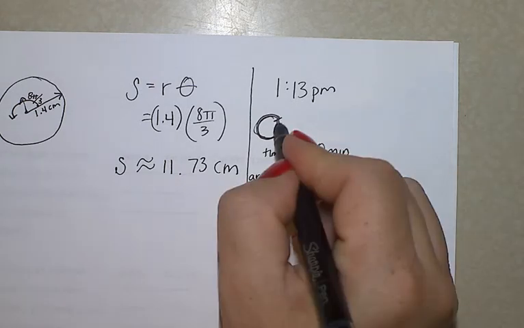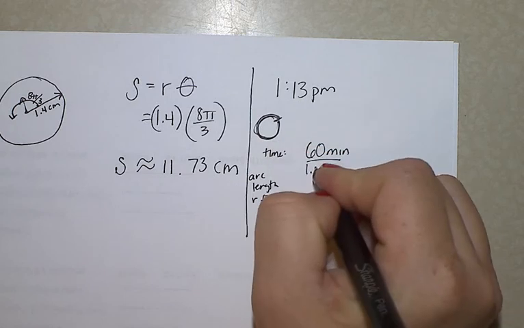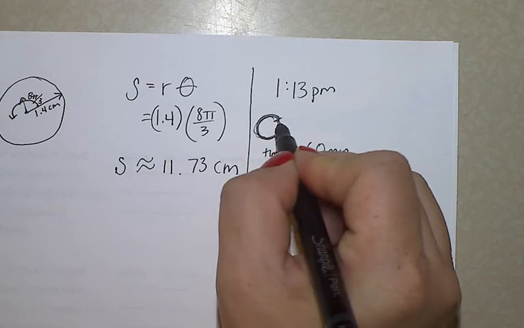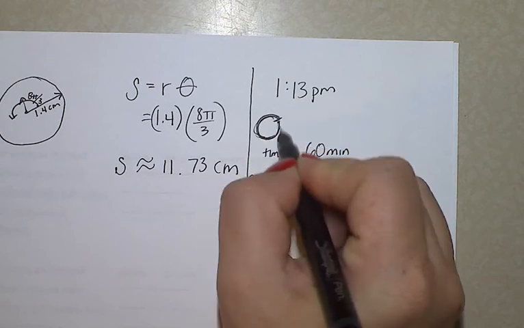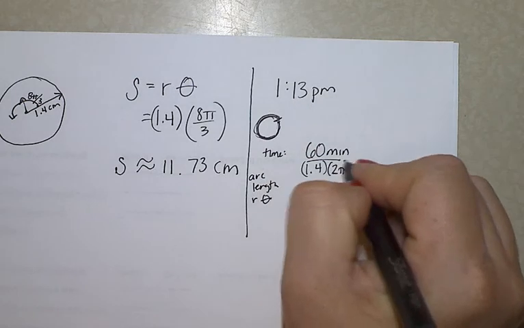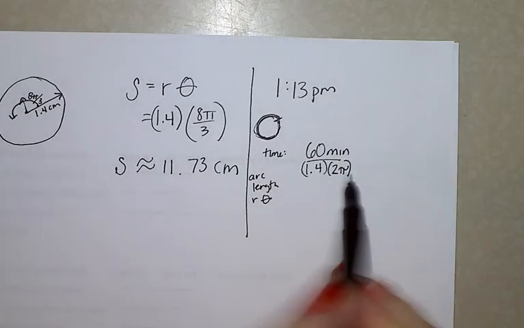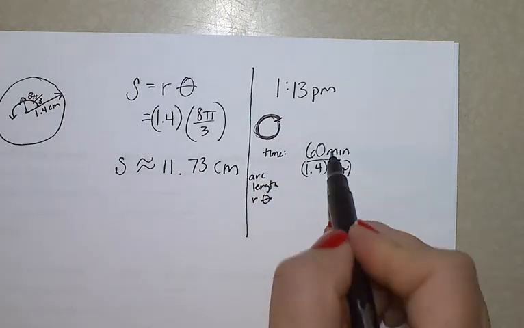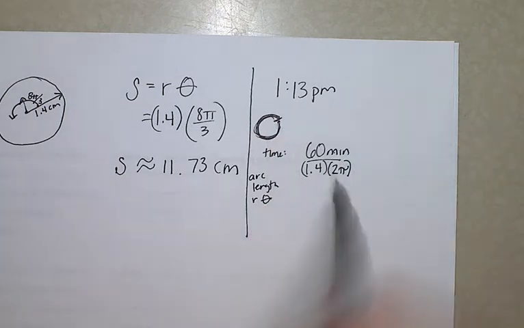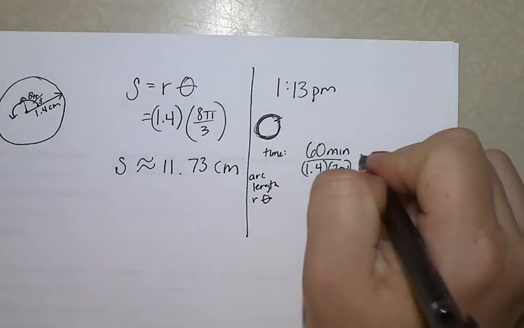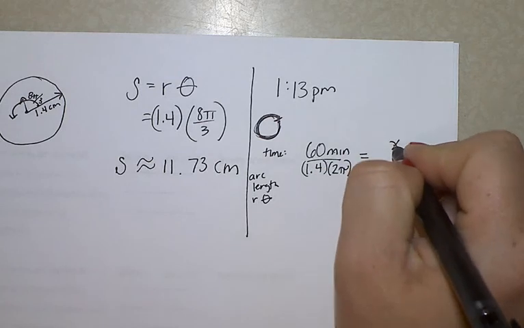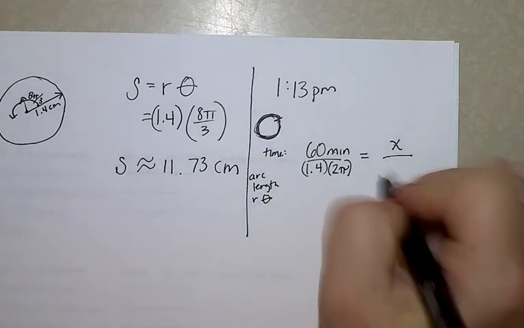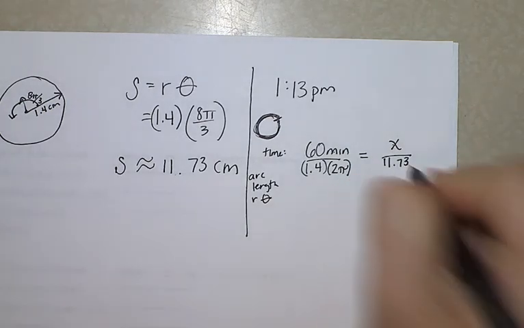Well, I know the radius is 1.4. And to go once around a circle is 360 degrees. 360 degrees is equivalent to 2 pi in terms of radians. This is the distance for this particular watch to go one time around on the outside. So here's the time to go one time around. Here's the distance. I'm making a ratio. We want to know how many minutes do I need to set this back when we know that we need to turn back the minute hand a distance of 11.73 centimeters.